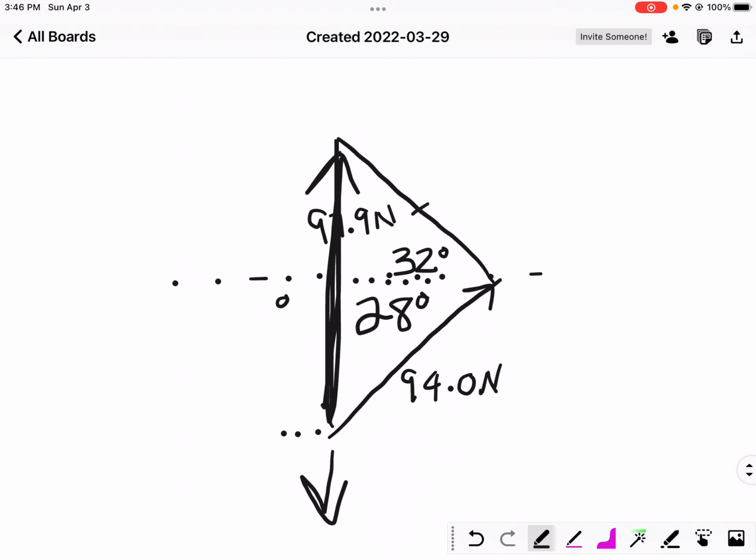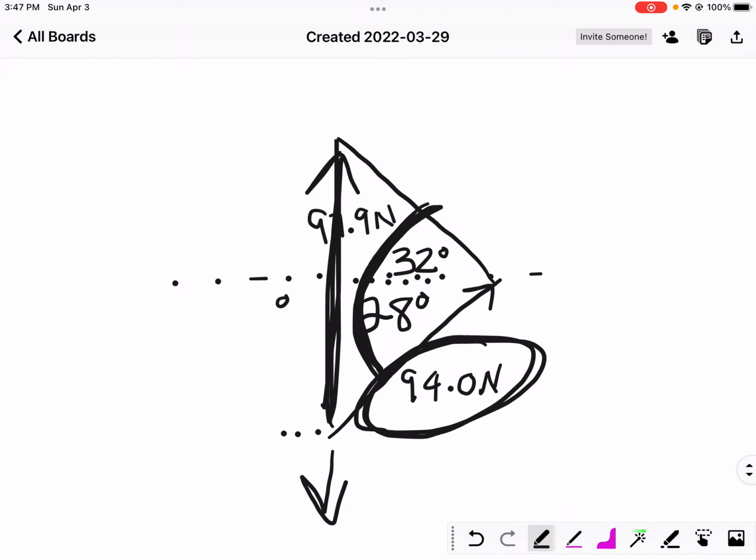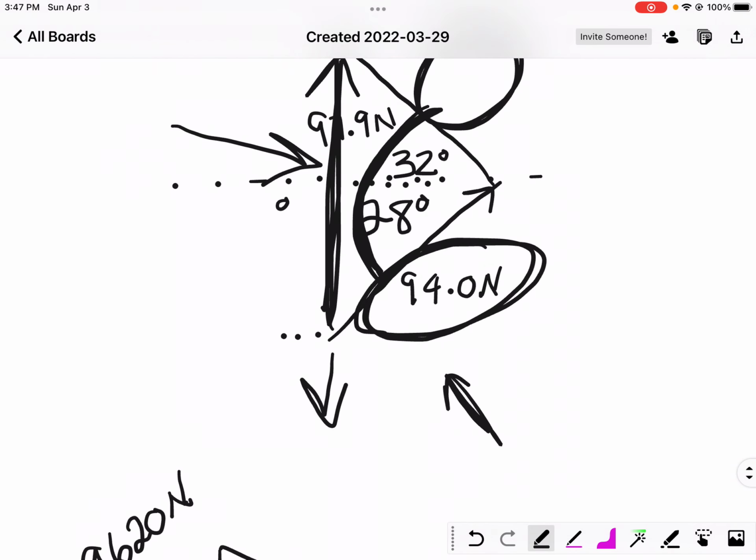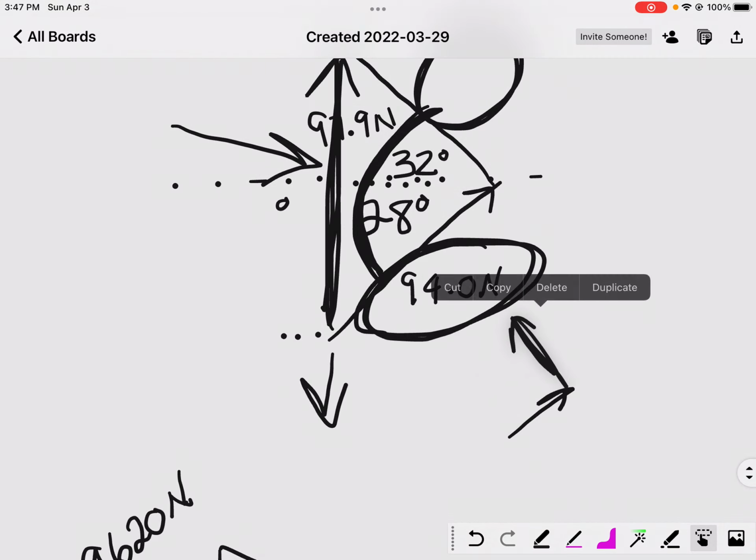You'll notice this 32 and 28 is where the 60 comes from. This side is 94. This side over here is 97.9. It's kind of hidden there. And law of cosines, again, will tell us the length of that side. The key here is the movement of the vector that was here, taking it and moving it up there like that. That was the key to that question.